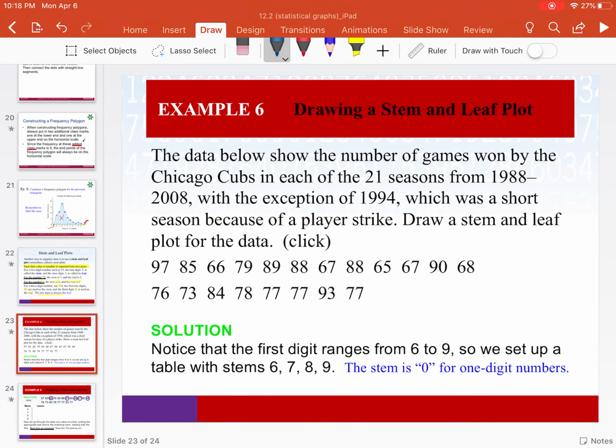So here we go. What do we got? The data shows the number of games won by the Chicago Cubs in each of the 21 seasons from 1988 to 2008, with the exception of 1994, which was a strike season. Draw a stem and leaf. Okay, so they're all two-digit numbers. That's actually pretty easy. Notice that the lowest number is in the 60s, and the highest number is in the 90s. So we need stems that begin with 6, 7, 8, and 9. If you ever have single-digit numbers, they have a stem of 0.